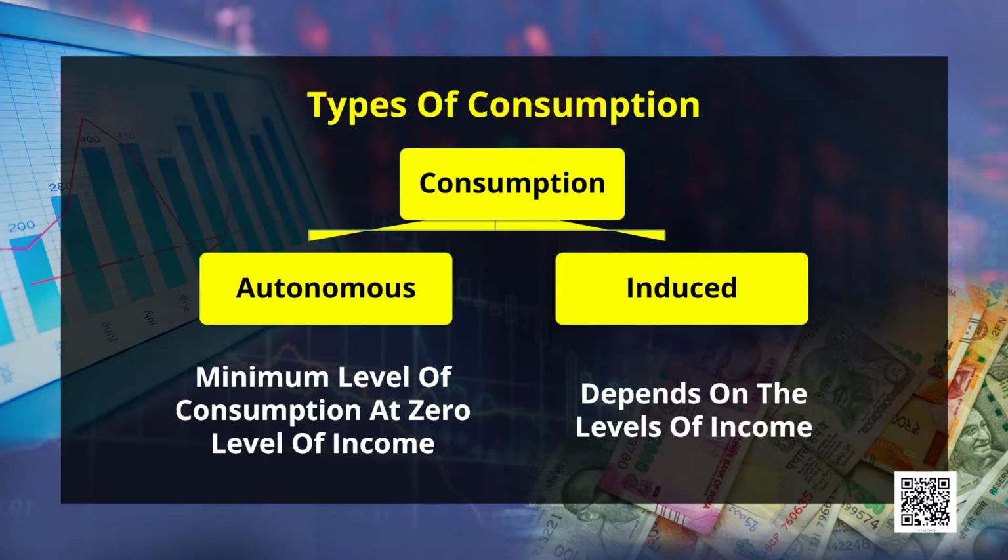So, consumption is further divided into two parts. One is autonomous and the other is induced. Autonomous level of consumption refers to the level of consumption at zero level of income. And after that, when income increases, consumption starts increasing. So, this refers to induced consumption.